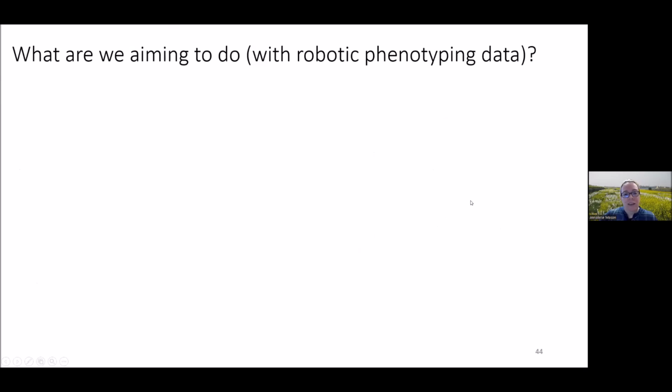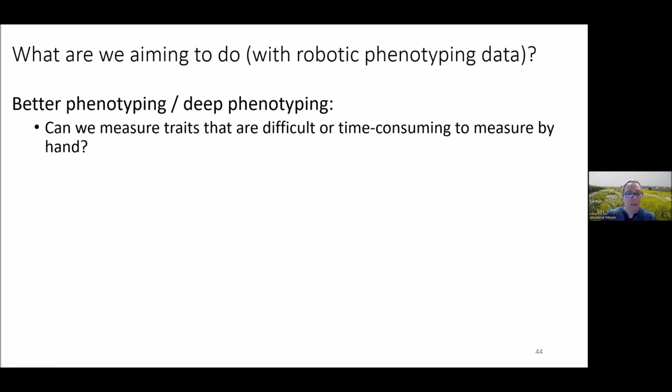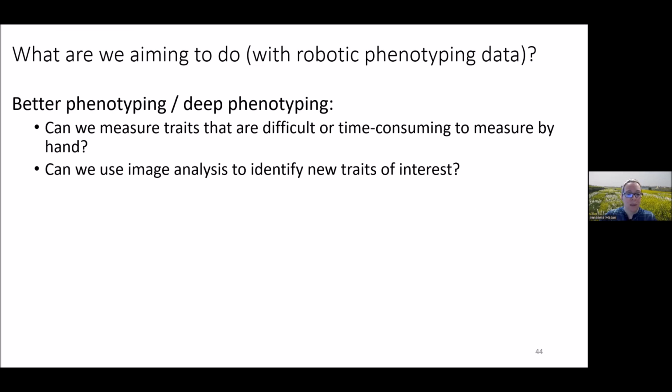Okay, so very briefly, what we're aiming to do with robotic phenotyping data, potentially we would like to have better phenotyping or deep phenotyping. So we want to see if we can measure traits that are difficult or time consuming to measure by hand. So where it's not practical to get the amount of data we need, or we can see how things change over time in much finer detail. Maybe we can use image analysis to identify new traits of interest. It's not the case that we necessarily think to measure everything that might be potentially interesting.